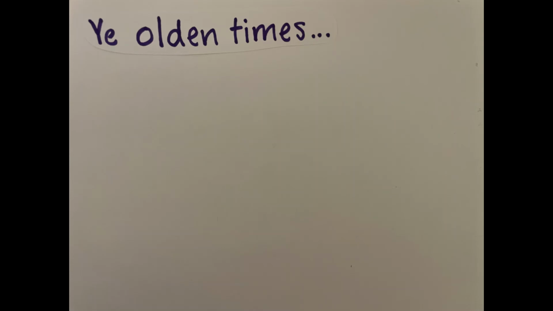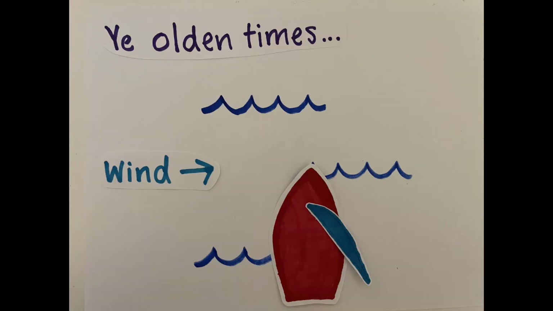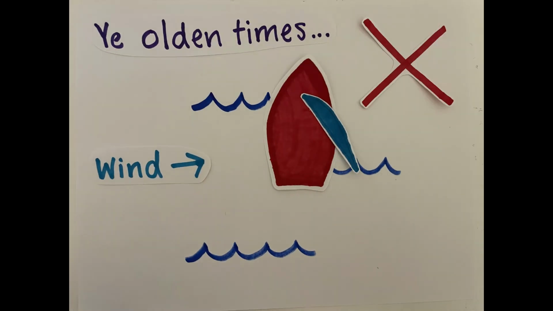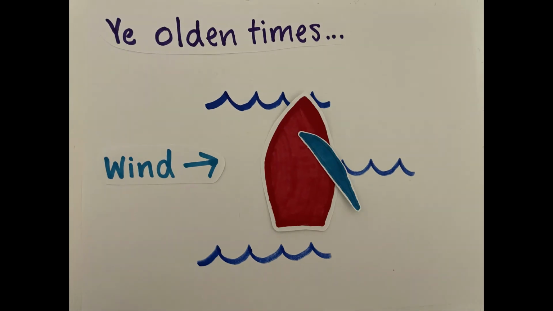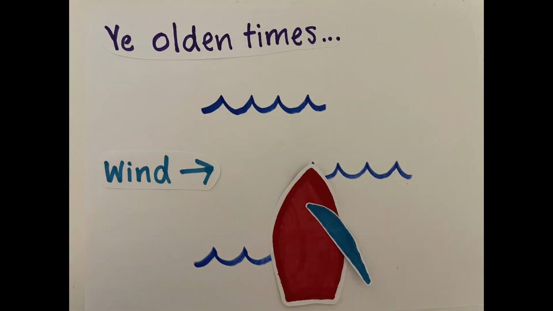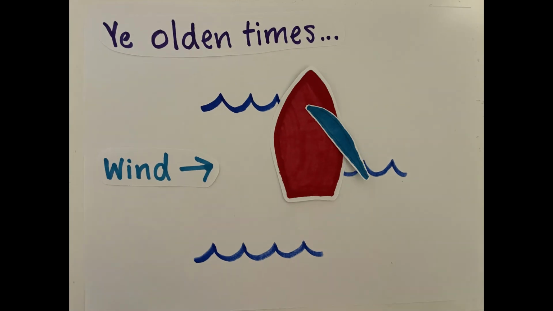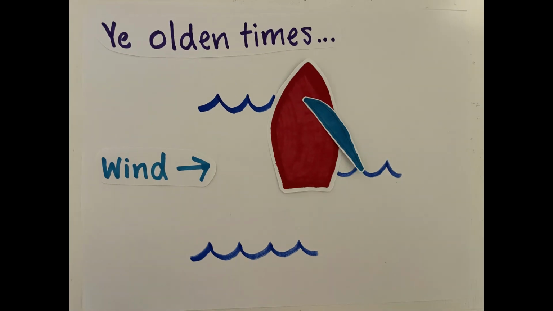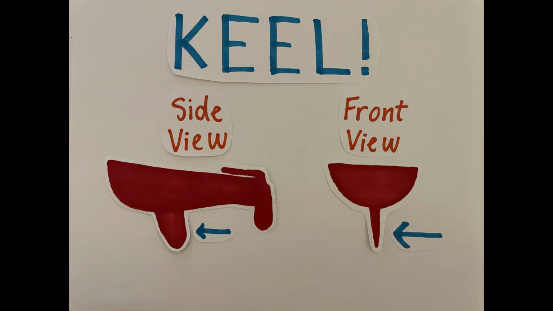In ye olden times, before the keel was invented, sailors had a very hard time maintaining their course over the water. Their boats would slide sideways as the wind pushed them over the surface of the water. With the invention of more high-tech keels over time, sailboats have gotten much more efficient in moving upwind and across the wind. A keel is a wide but slim part of the boat that protrudes from the hull deep into the water.